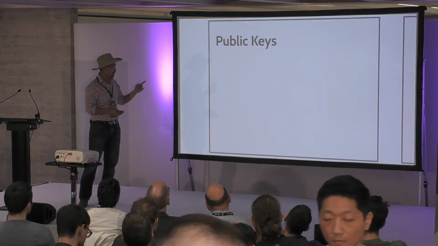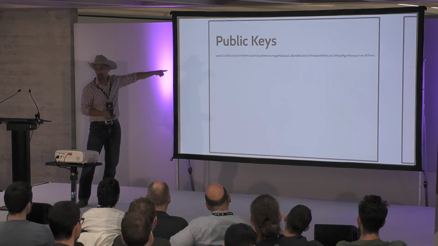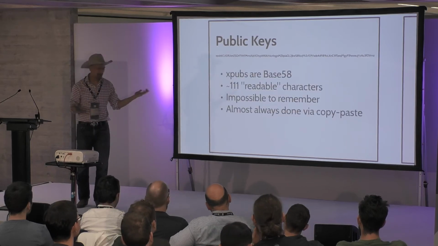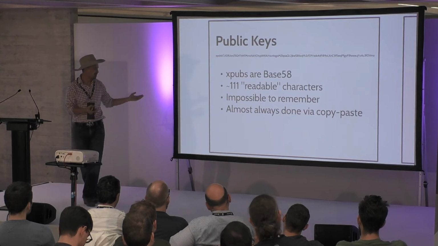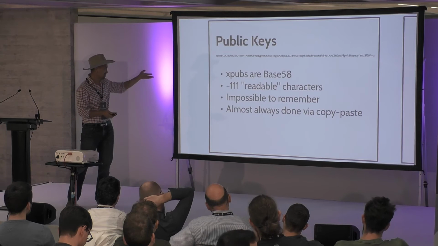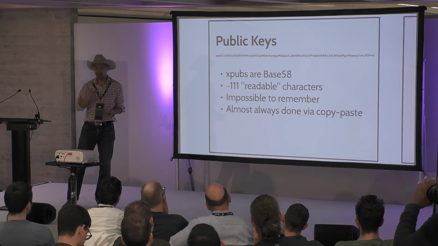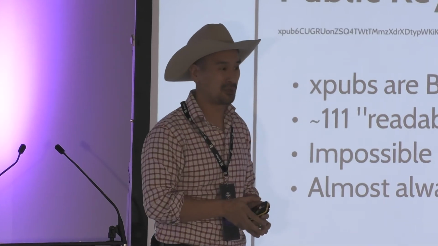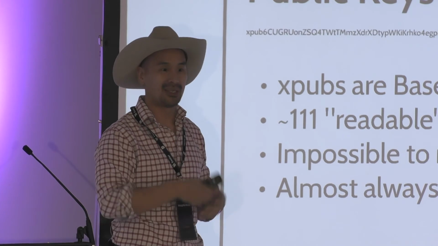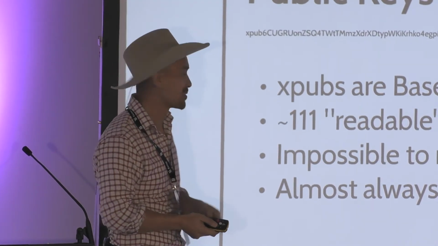All right, public keys. That's what an XPub looks like. I had to shrink the font on that one because it's 111 characters, right? And they're generally base 58. It's readable. Again, impossible to remember. Again, you have to copy-paste. And for XPubs in particular, you lose a lot of privacy, right? If you give away your XPub, you no longer have any forward secrecy whatsoever, because they know exactly what addresses to look for and which ones are yours.